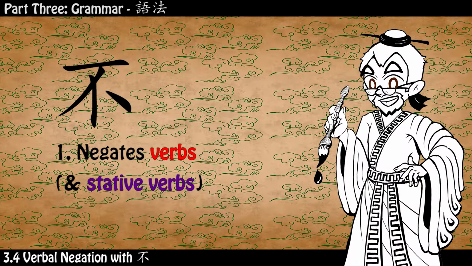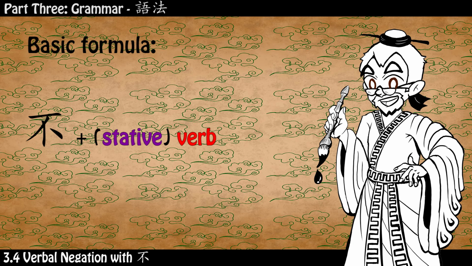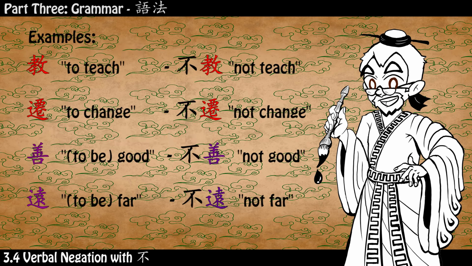Just like in modern Mandarin, the word 不 is used to negate verbs, as well as stative verbs. Also like in modern Mandarin, when negating a verb, you place 不 in front of that verb, like so. Thus, 教 means to teach, and 不教 means to not teach.